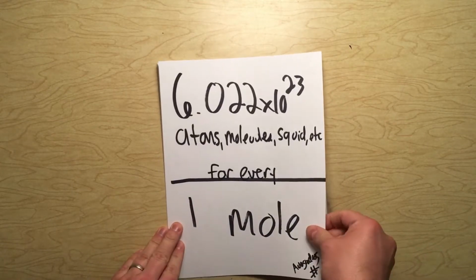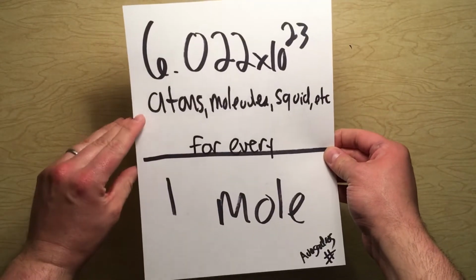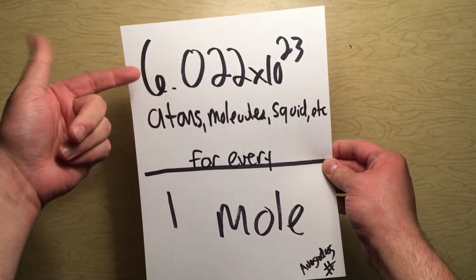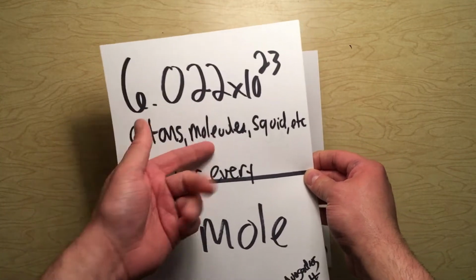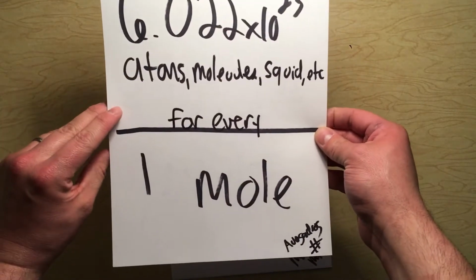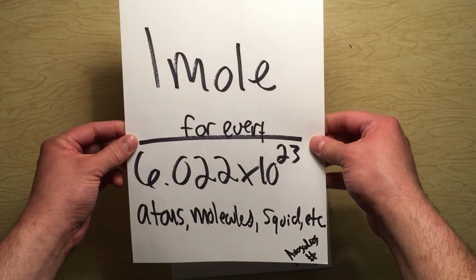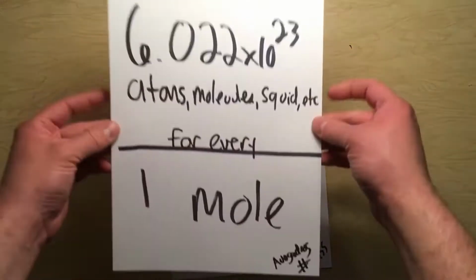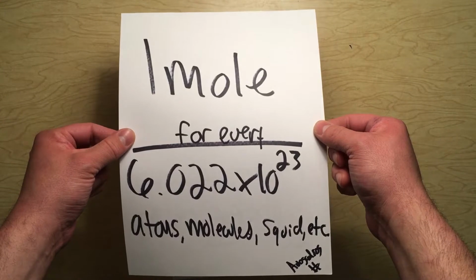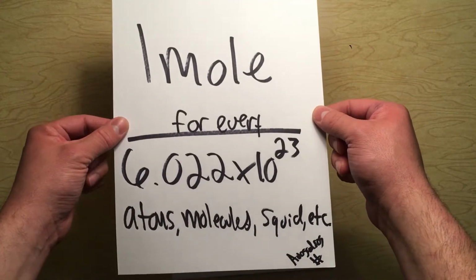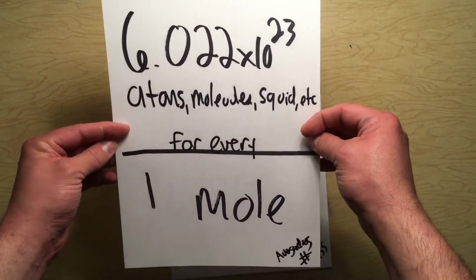So to explain the flip card method, I've made a sample set here. You can see that for Avogadro's number, I have 6.022 times 10 to the 23rd atoms, molecules, squid, whatever, for every 1 mole, and the reverse is also true on the other side. When you flip it this way, it shows the reverse relationship. And this is the part that students often have a hard time conceptualizing, that relationship goes both ways.